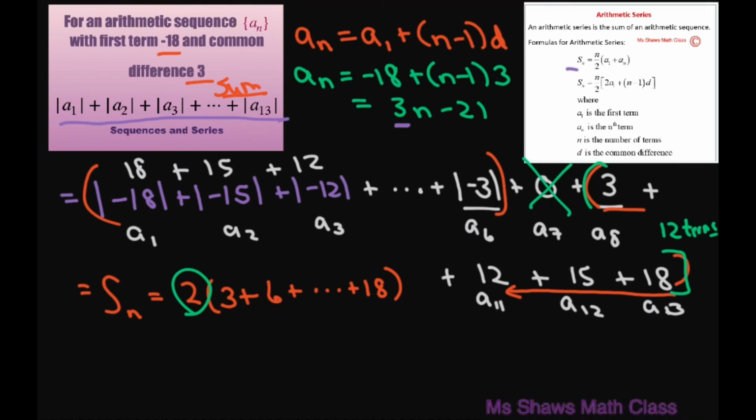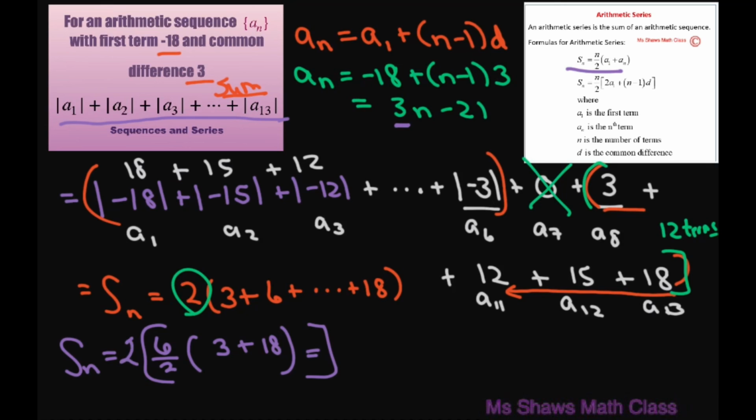Now using my formula here, the number of terms now is going to be 6. So that's 6 divided by 2. Your first term is going to be 3. Your last term is going to be 18. And then we have to multiply this by 2. So that cancels. So basically what you're going to get is 6. This equals 6 times 21, and that equals 126 is the total sum.